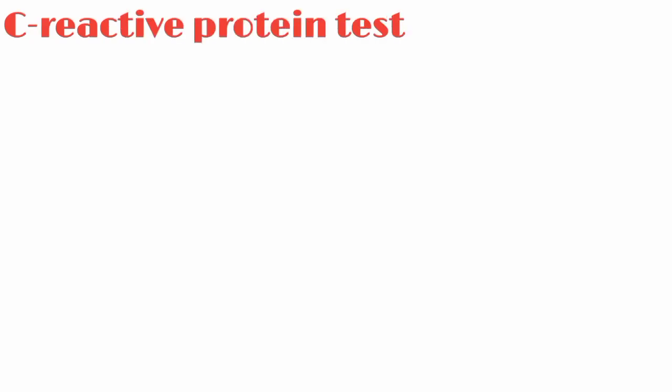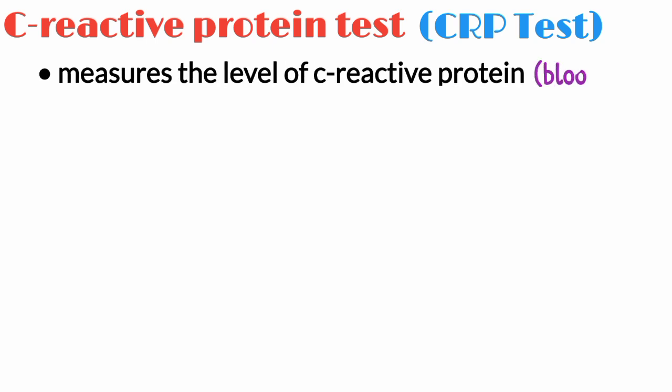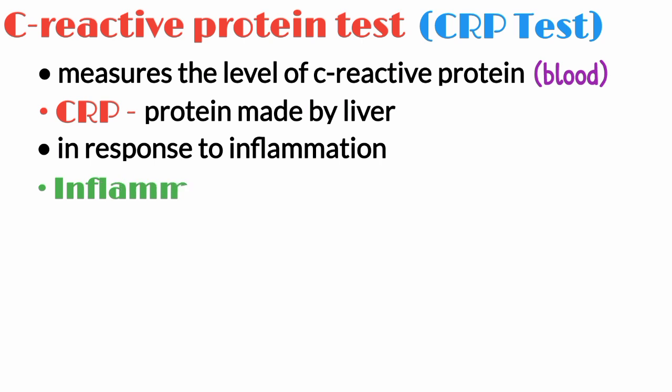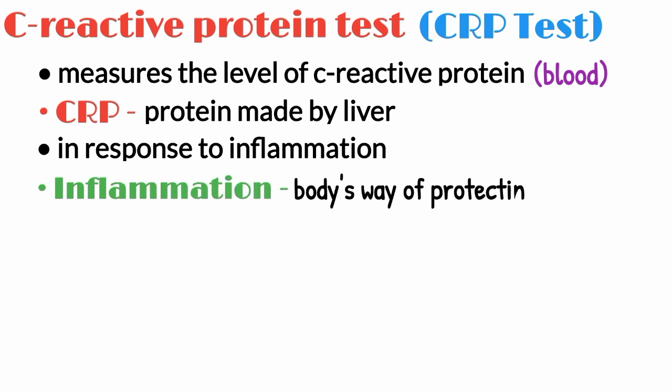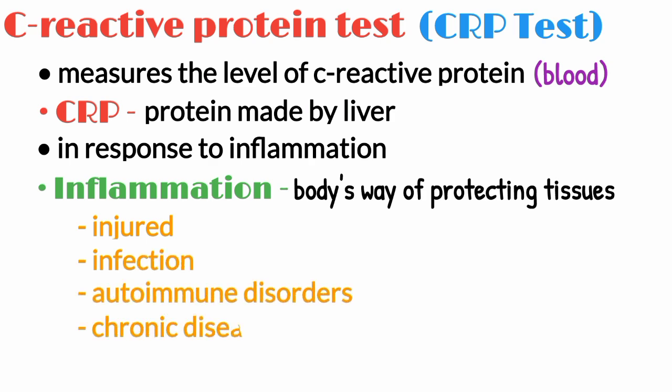C-Reactive Protein Test, also known as CRP test, measures the level of C-reactive protein in your blood. CRP is a protein made by your liver. It's sent into your bloodstream in response to inflammation. Inflammation is your body's way of protecting your tissues if you've been injured or have an infection. Some autoimmune disorders and chronic diseases can also cause inflammation.